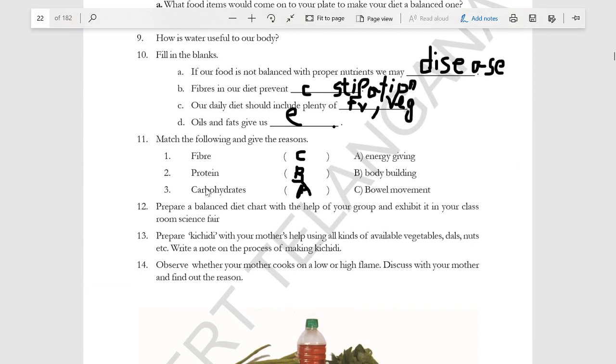Fill in the blanks. If our food is not balanced with proper nutrients, we may suffer from diseases. Fiber in our diet prevents constipation. Our daily diet should include plenty of fruits and vegetables and carbohydrates, that come under cereals and rice or pulses. You can also write: oil and fats give us energy.